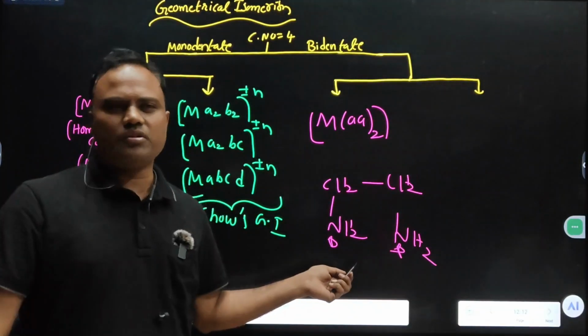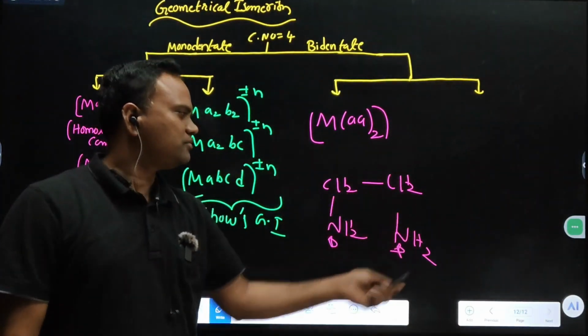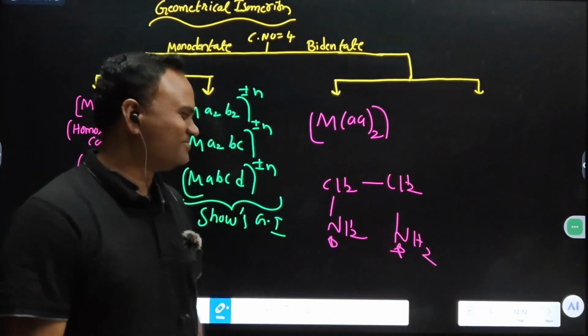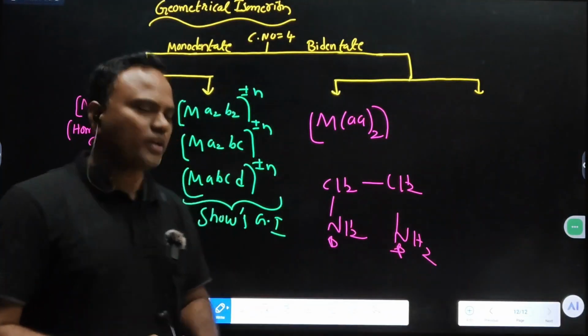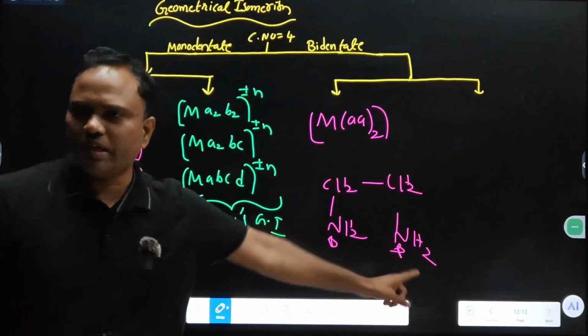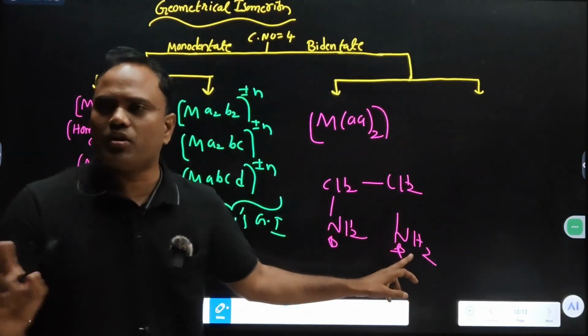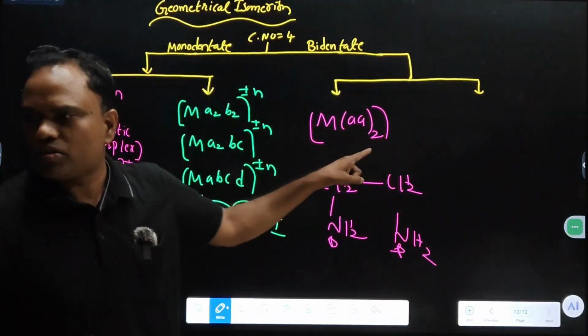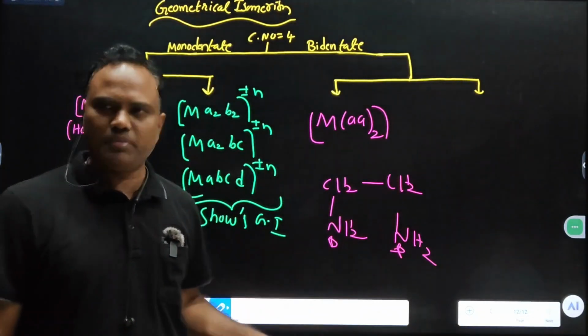Ethylene diamine or ethane 1,2 diamine. See, donor atoms are same, NN, Kirti, NN, similar donors, that's why I took AA. Means in this ligand 2 donor atoms are same, that is the meaning for it.